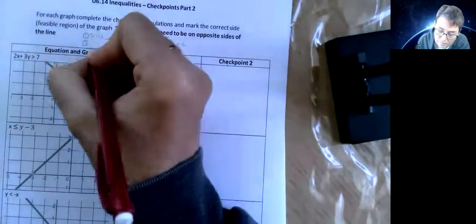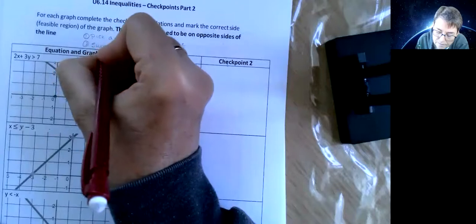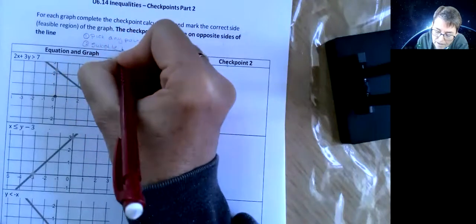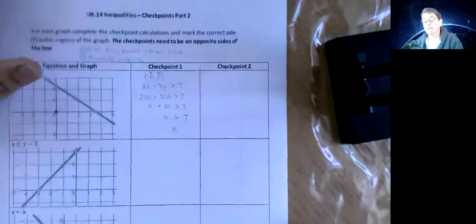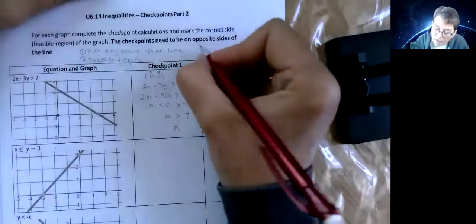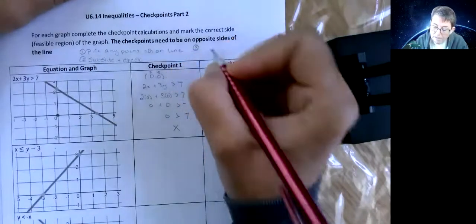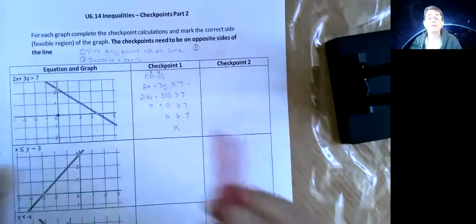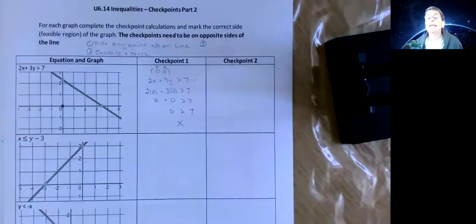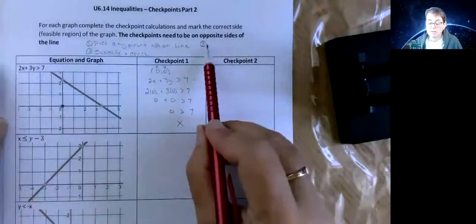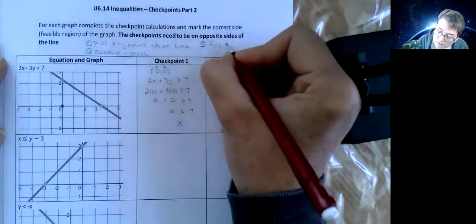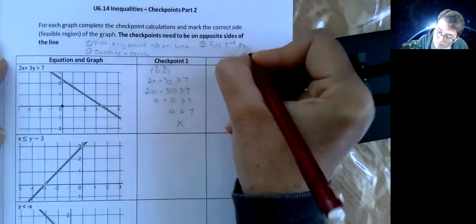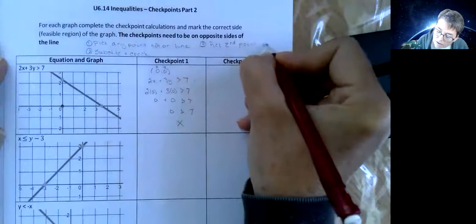Okay, now substitute and check. I got a 50-50 chance it's going to be right or wrong. Okay, so the second point, this one, people get freaked out. How do I know which number to pick? Any one is fine as long as it's not on the line. But when you go to pick your second point, pick it on the opposite side.